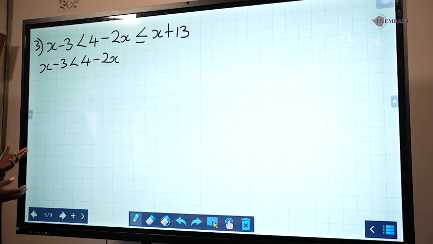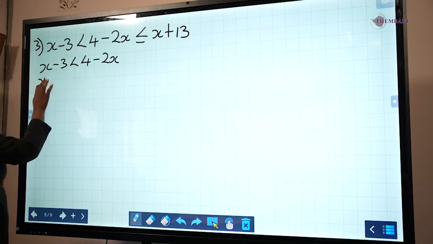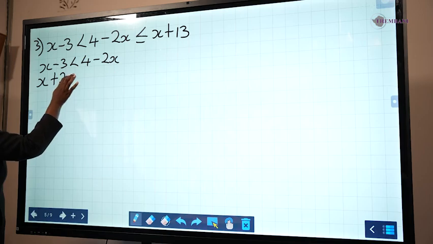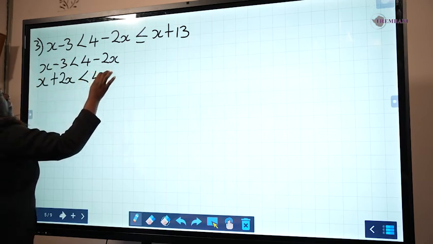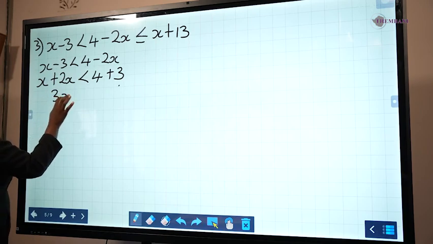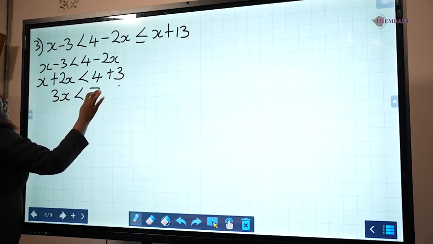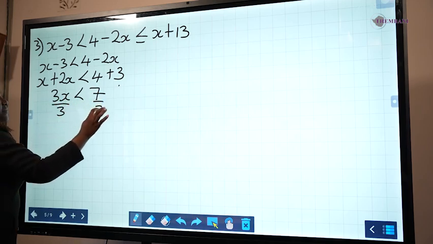I group like and unlike terms. I'm going to move this negative 2 to this side. This negative 3 goes to that side. So I have x. If this crosses the inequality sign, it becomes plus 2x. Put the inequality sign. I have my 4. If this goes that side, it becomes a positive 3. So this is going to give me 3x is less than 7. For me to solve for x, I'm going to divide both sides by 3.